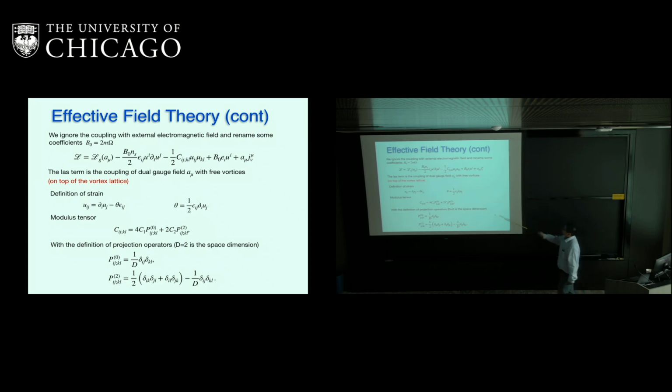And here we just rewrite the elastic part using the definition of the strain. And theta here is something like the anti-symmetric part of the strain field. And I use the new definition for the modulus tensor, like the elasticity people do. I define this through two projections. Here is the compression part, and here is the shear part.